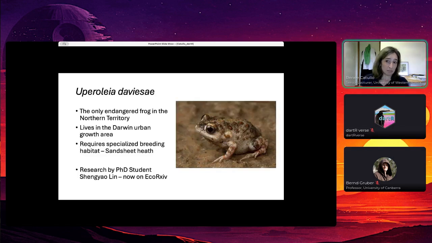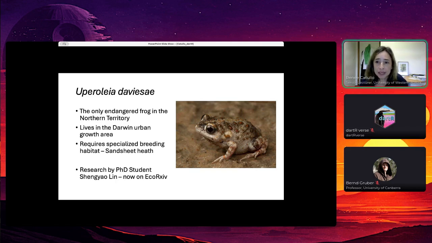So now some examples with some less boring slides. This is some data on a very cute little frog. I love this picture. They don't usually have this weird little face, but I think this one was annoyed. So this is Euprolia daviesii, a Howard Springs toadlet. It's the only endangered frog in the Northern Territory, and it only lives in the Darwin urban growth area.